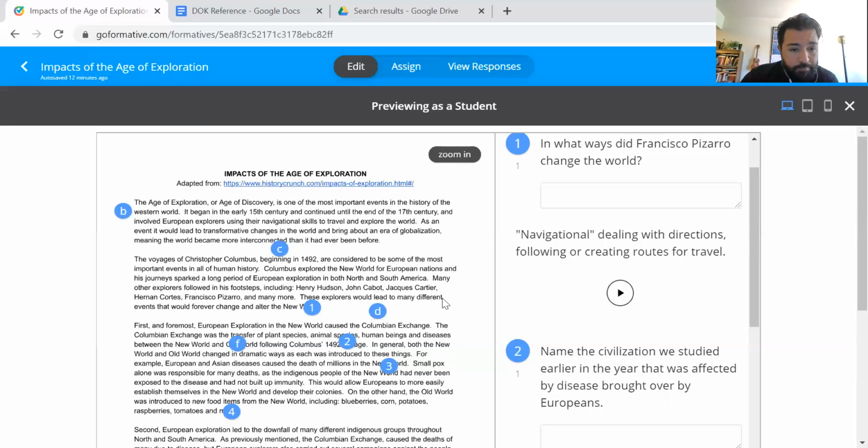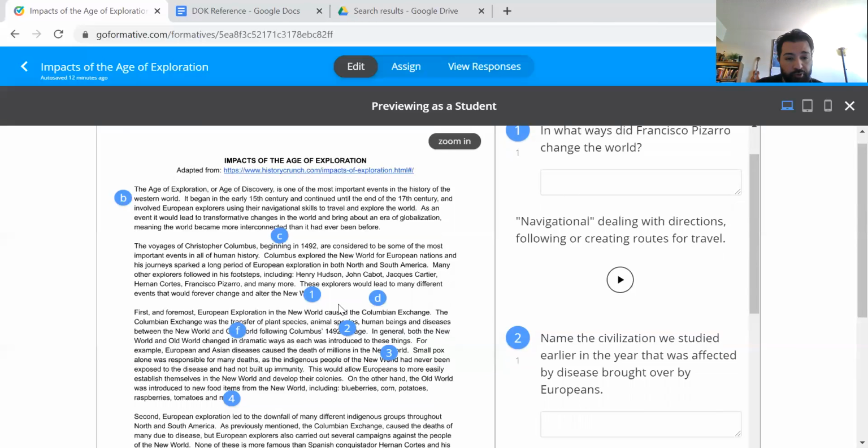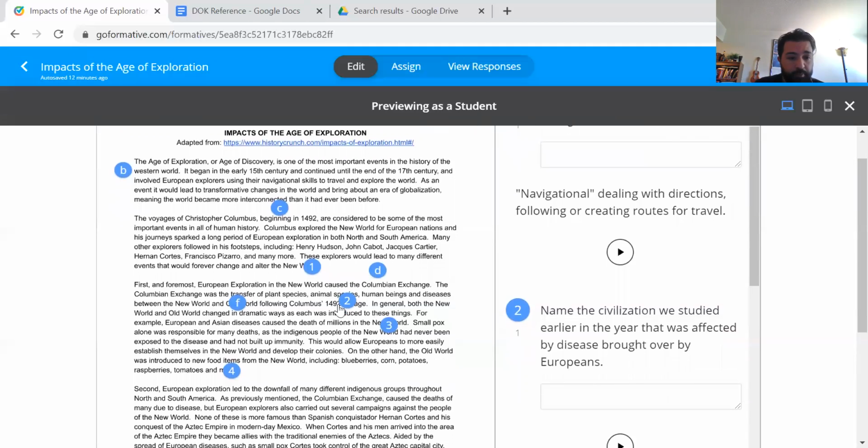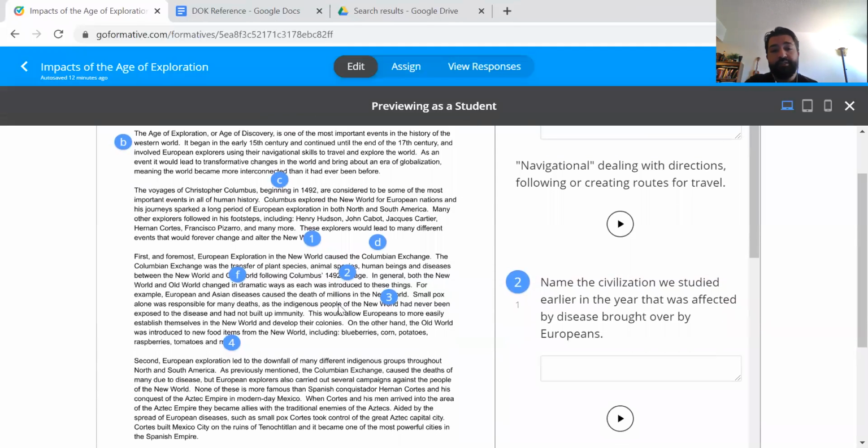All right, so the voyages of Christopher Columbus beginning in 1492 are considered to be some of the most important events in all of human history. Columbus explored the New World for European nations, and his journey sparked a long period of European exploration in both North and South America. Many other explorers followed in his footsteps, including Henry Hudson, John Cabot, Jacques Cartier, Hernan Cortes, Francisco Pizarro, and many more. These explorers would lead to many different events that would forever change and alter the New World.